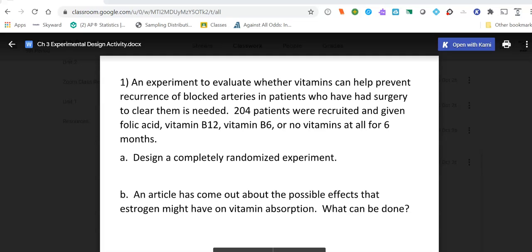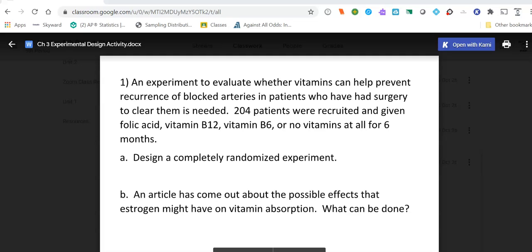blocking. Now, this first example, we're given the situation where we're asked to set up an experiment to evaluate whether or not vitamins can help prevent recurrence of blocked arteries in patients who have had surgery to clear them as needed. They selected 204 patients were recruited and given folic acid, vitamin B12, vitamin B6, or no vitamins at all for 6 months. So A, design a completely randomized experiment.